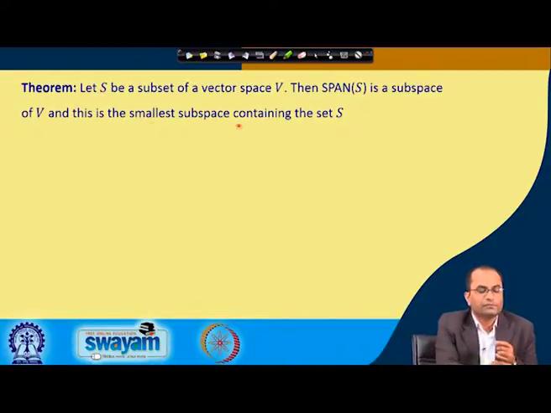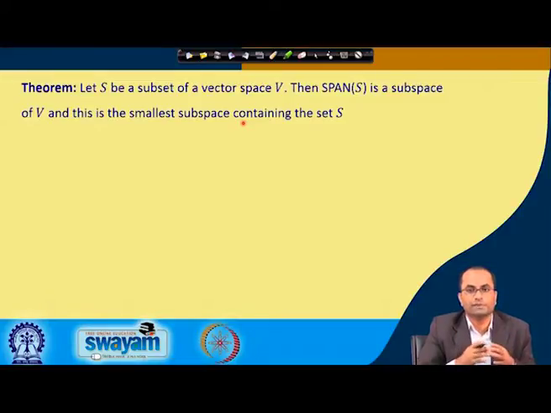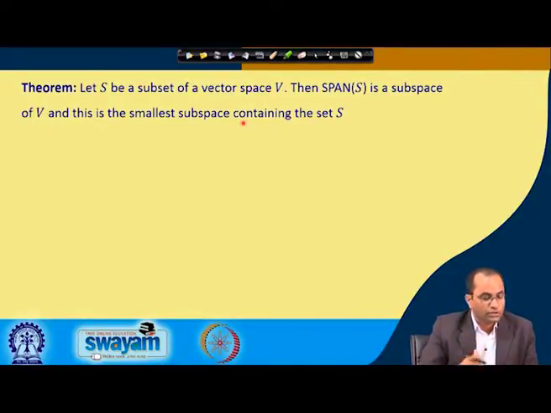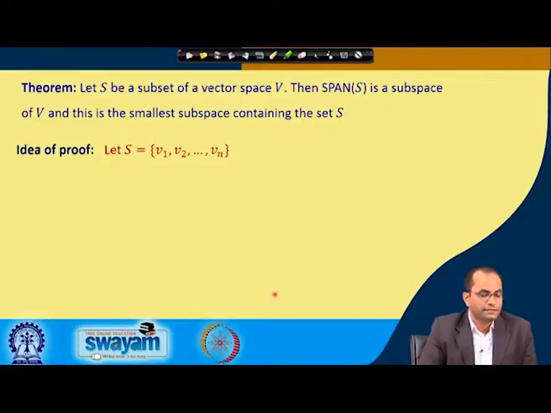Another important piece of information is that this is the smallest subspace which contains the set S. So, there cannot be any smaller subset of this which contains S and is a vector space. So, this is the smallest vector space containing the set of vectors. Now, just to see the idea of the proof.